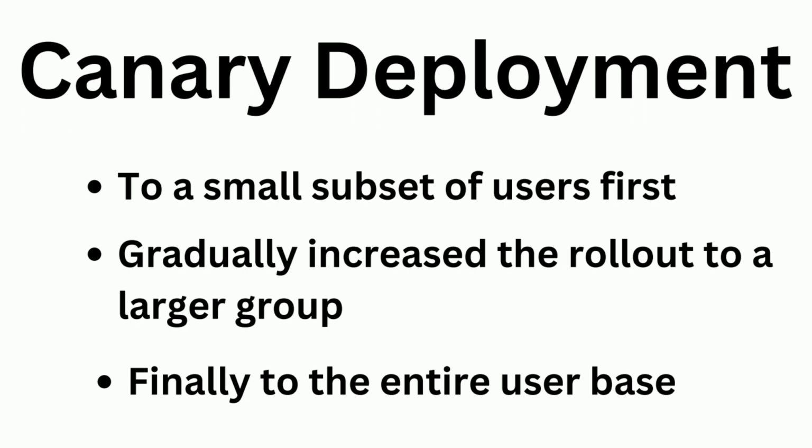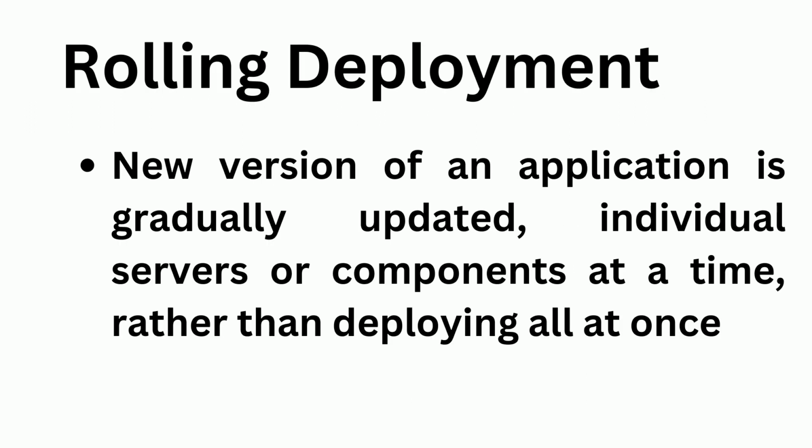Rolling deployment is a software deployment strategy in which a new version of an application is gradually updated, individual servers or components at a time, rather than deploying all at once. The goal of this deployment strategy is to minimize downtime and ensure a smooth and seamless transition to a new version, while also reducing the risk of issues arising from a full-scale deployment. Here's a step-by-step process of a typical rolling deployment.